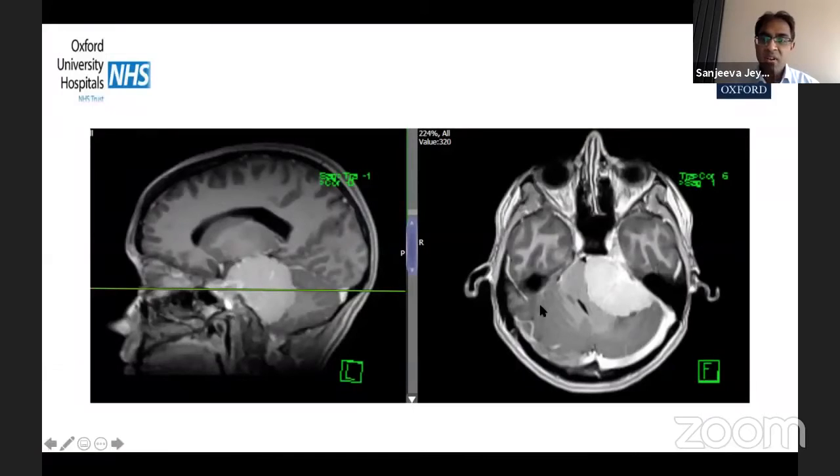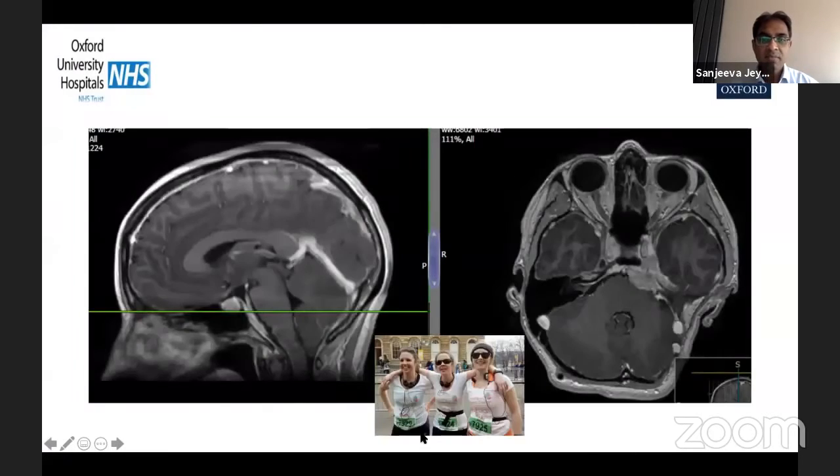So even with very large tumors like this, you get very nice resections. Patients are importantly neurologically intact postoperatively. This is the patient here. She and her sisters ran a half marathon to raise money for our department afterwards. So she's in better shape than me after the operation. I think that's important.